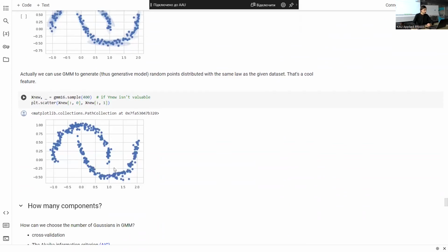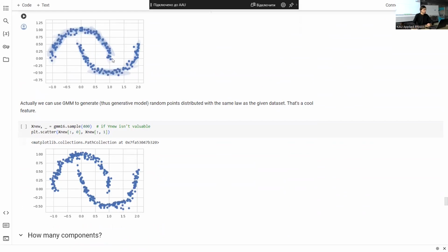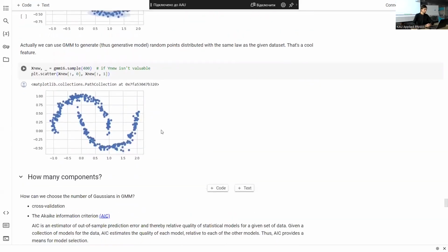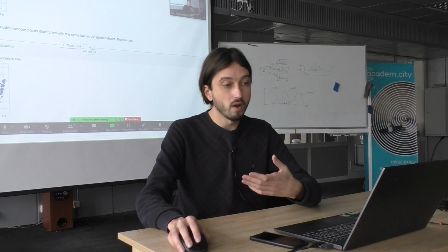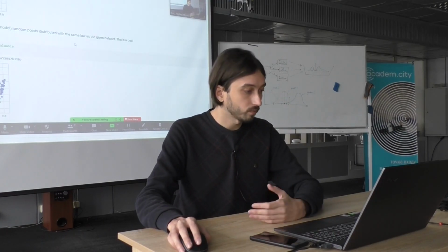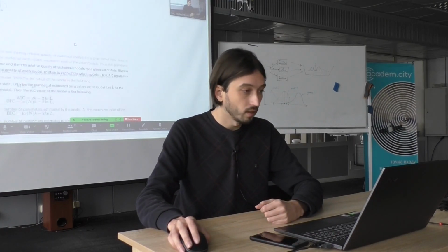And here is an example of generating some more points. So this was the original data set. That's what I have. And this is my new generated data set. So I have estimated the parameters of that normal distributions, and I was able to generate me some new points. So please remember that, first of all, this is a generative model.